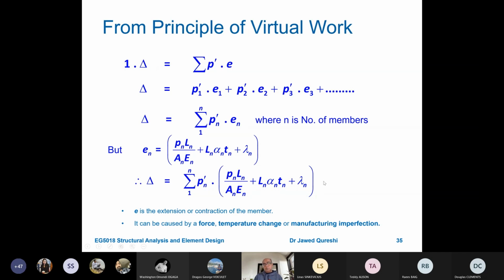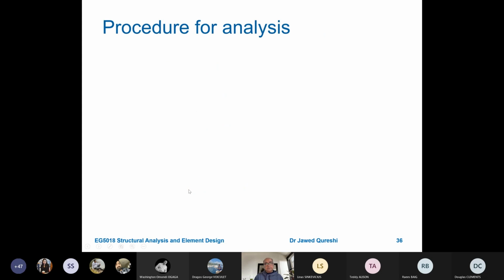So if I ignore manufacturing imperfections and temperature changes for a minute, it will be P dash P L over AE and summation of that. So that will be the key to working out the deflection in a real system. So once we have this deflection in the real system, then we can work out the member forces from that.